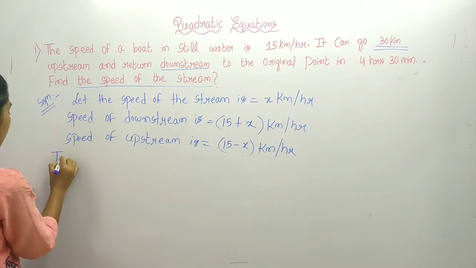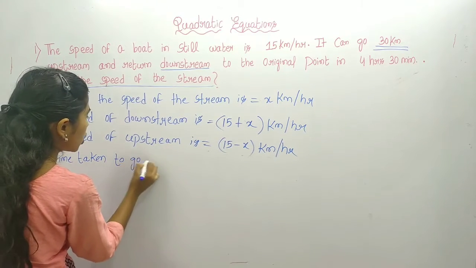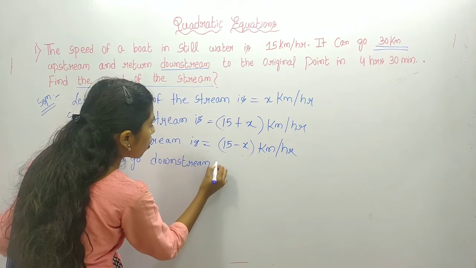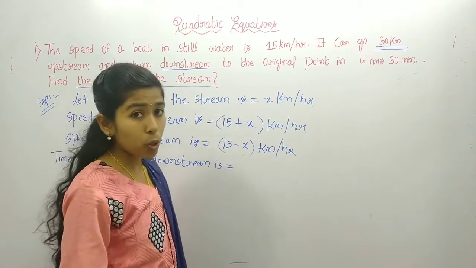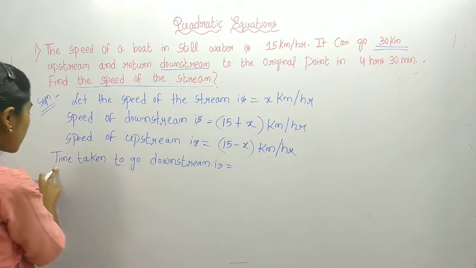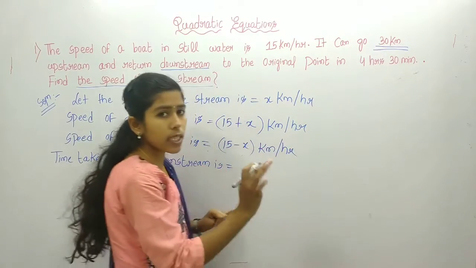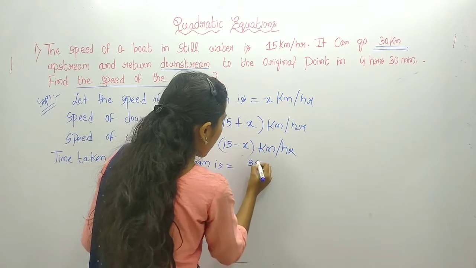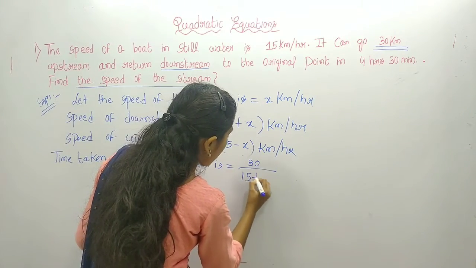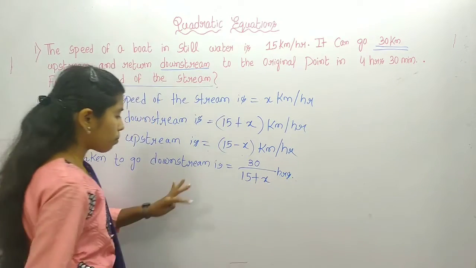Now you have to find the time taken to go downstream. We know yesterday we did one question, distance equals speed into time, but here we need time. So time equals distance divided by speed. Here distance is 30 kilometer, and the speed of downstream is 15 plus x. So 30 divided by 15 plus x hours.